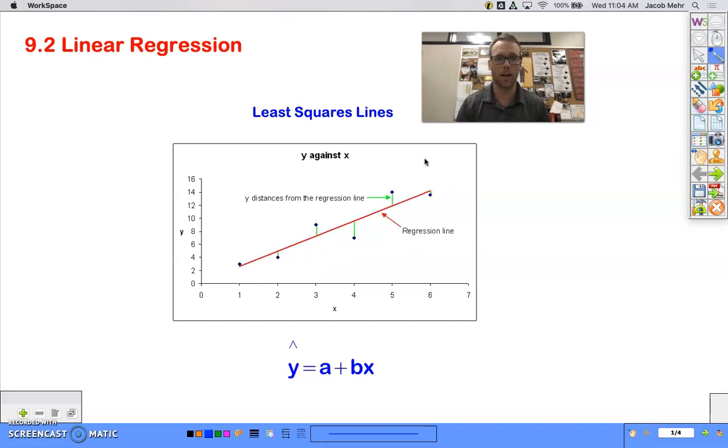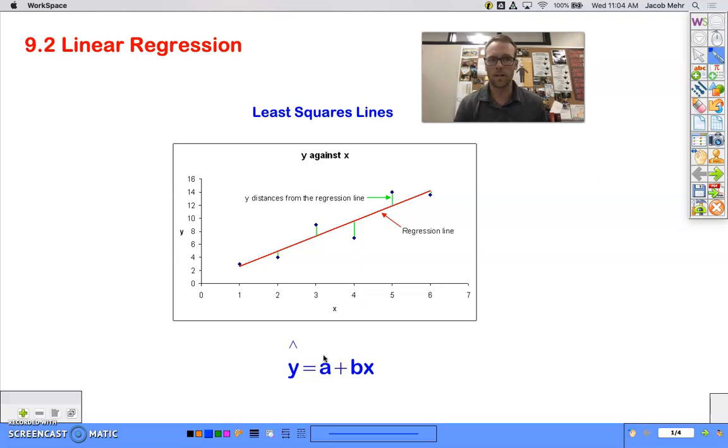We could try to eyeball it, and I'm guessing that you've probably done that when you were younger in some of your earlier math classes where you did a line of best fit. There's another term: linear regression, least squares line of best fit, where you probably just tried to take a ruler and match it up as best you can. Well, here we're going to be finding the least squares line using our calculator.